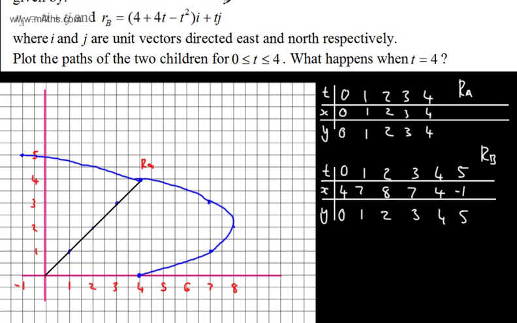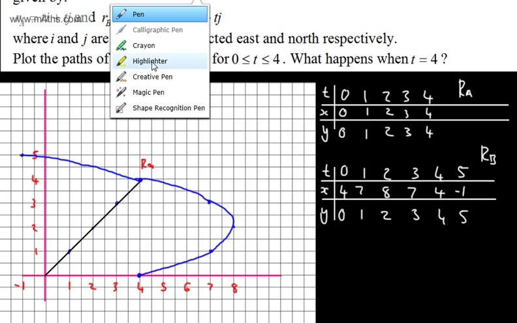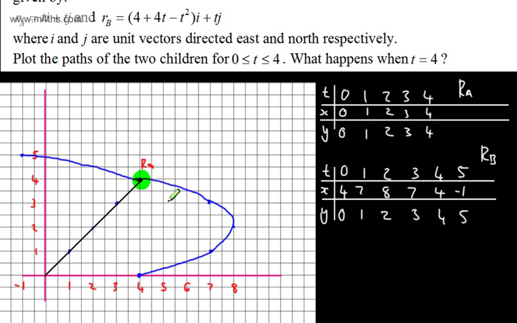So what happens when t is equal to 4? Well, they run into each other as they're in exactly the same position. Remember, this is a position relative to a fixed origin, and essentially they're going to be in the same place. At t is equal to 4, we can see from here, if I just highlight this, at t is equal to 4, the x and y coordinate for A is going to be 4, 4, and we have exactly the same. So we can say that they're in the same position.